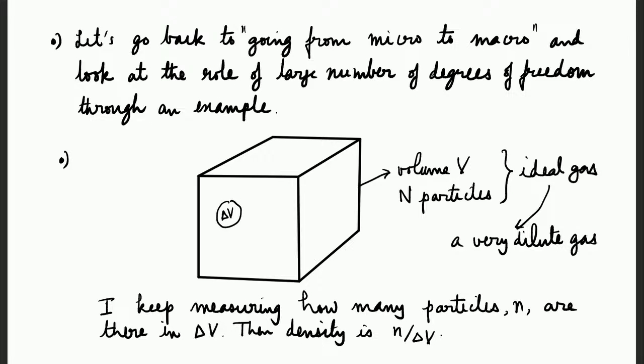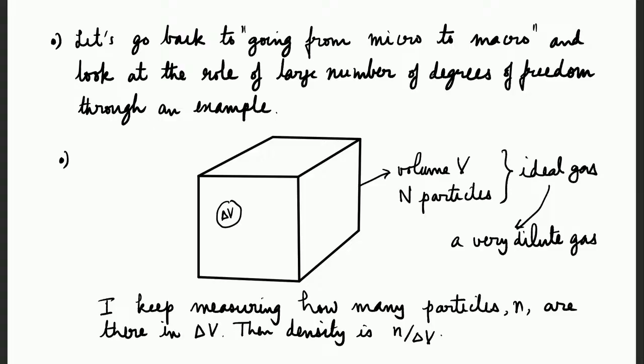So I make one measurement. There are small n particles. Then I know my density is n by delta V. Number density is n by delta V. So I keep doing this measurement, and then you ask what's the density, and I can always tell you what is my current density. Is it clear?